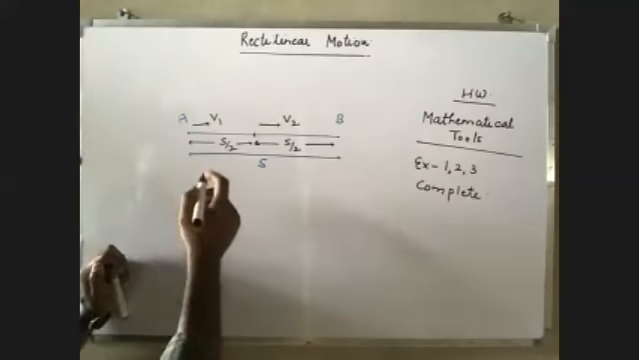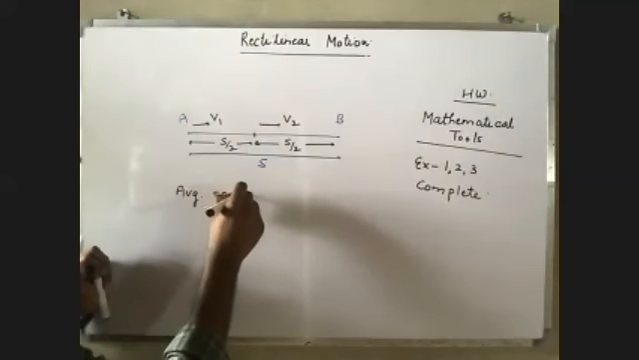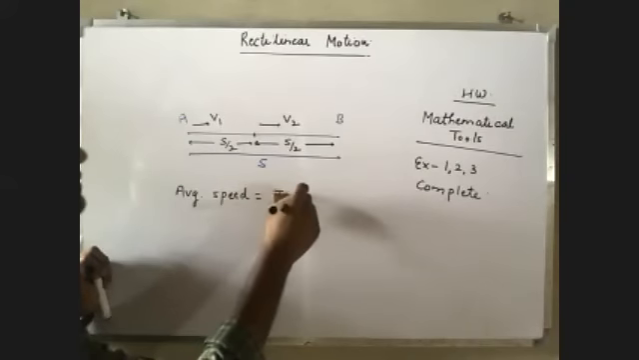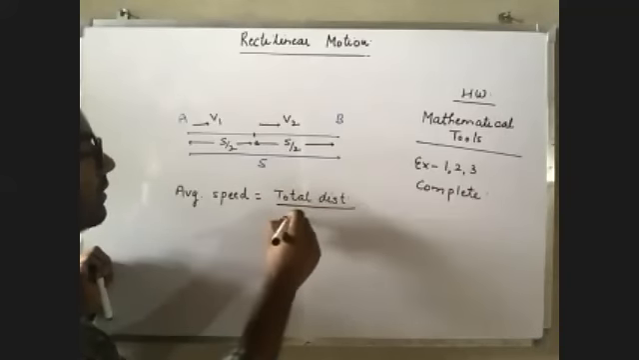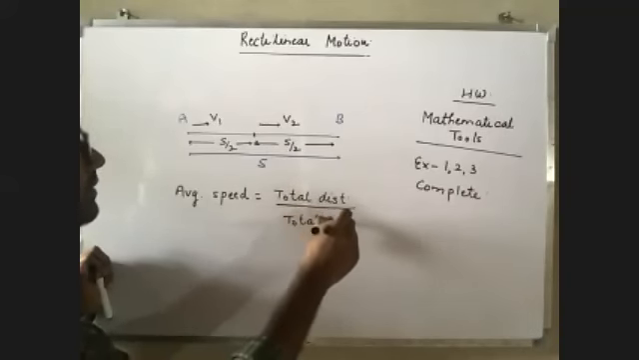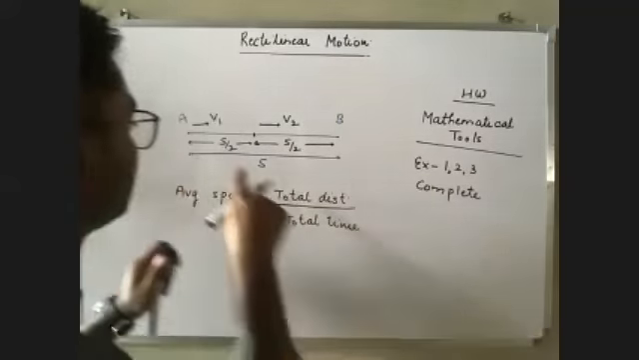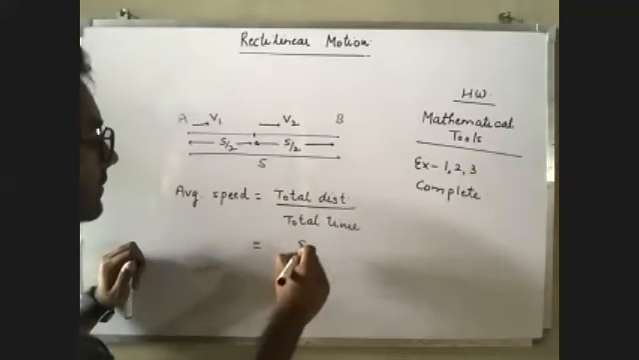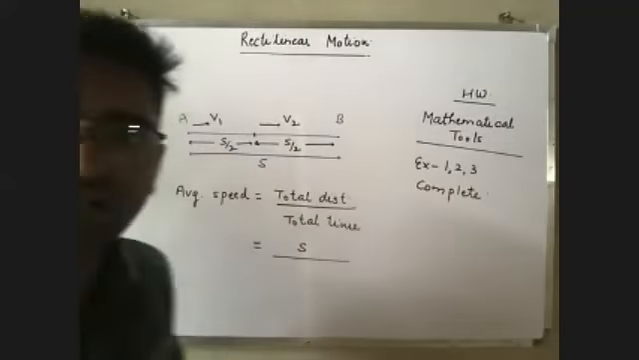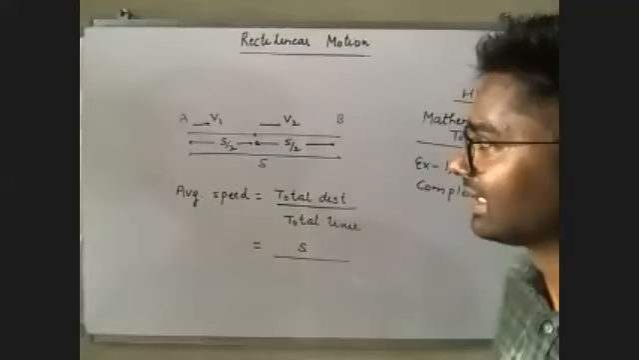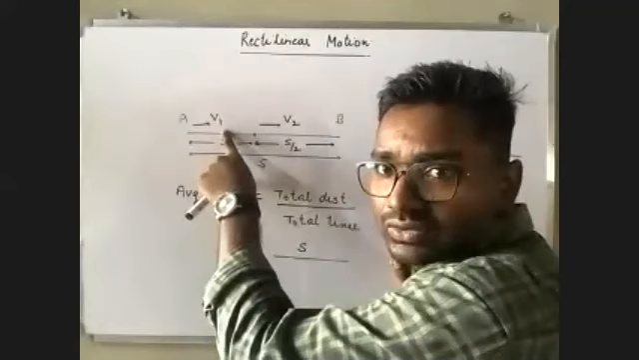The formula of average speed is nothing but total distance divided by total time. Now total distance, how much is the particle traveling? From A to B it is traveling S. But time, they have not given how much time it is taking, but they have given that this much distance it is traveling with this speed.